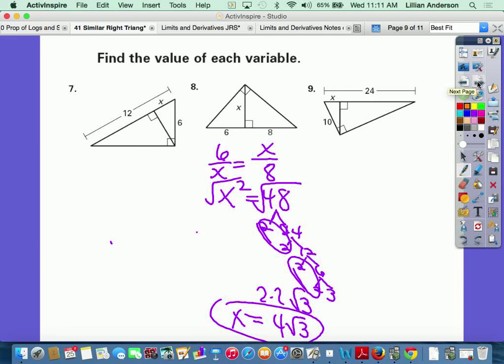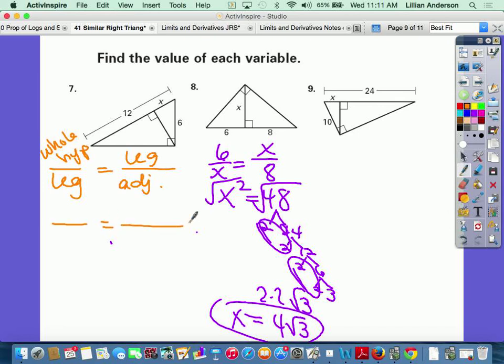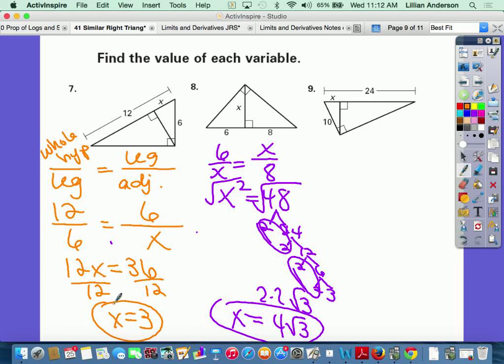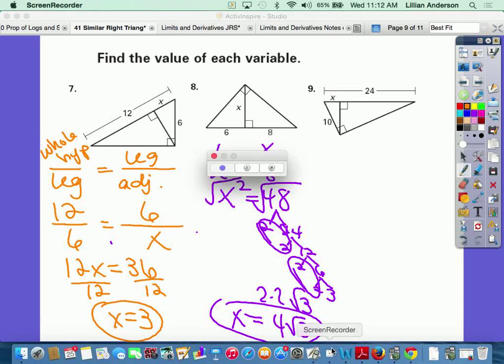Am I going to use the altitude formula or the leg formula? The leg. So the leg is at the bottom and the top. I need the whole hypotenuse and the adjacent part. Fill in my pieces. Do I know my leg? It's 6, so that goes here. 12 is the whole, and x is the adjacent part. That's what I'm looking for. Cross multiply 12 and x, 6 and 6. Divide both sides, and x equals 3. Good stuff. Try 9 on your own. And there you go.